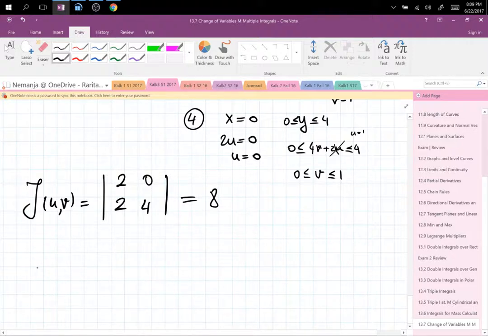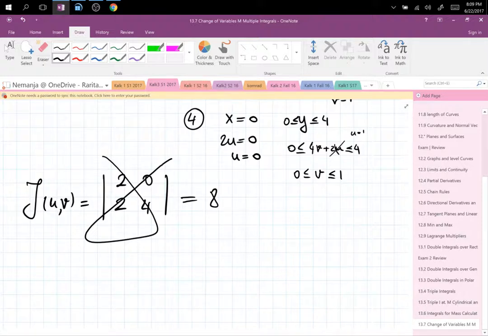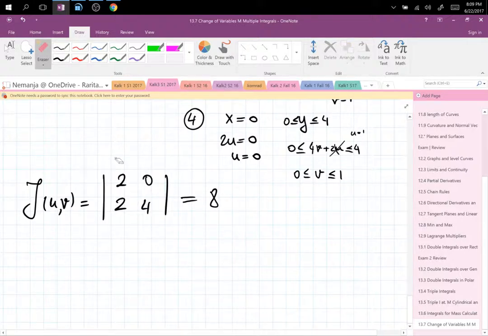Walk us through that. I didn't use the matrix. What? 2 times 4 minus 2 times 0. Like a cross product. Oh yeah. You haven't used that in a week and a half. 2 times 4 minus 2 times 0. Jacobian.